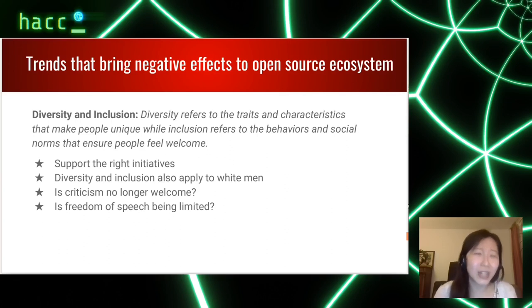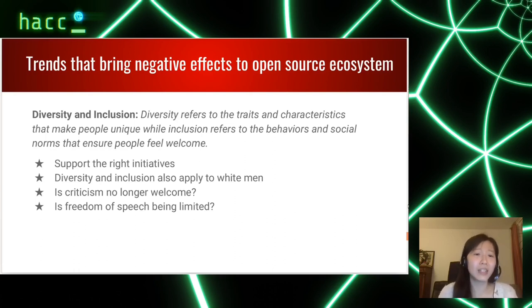So I just want us to see that diversity and inclusion is a good thing. We definitely need to support it, but we also need to be aware that white people, white men, are also part of the community, part of the diversity and inclusion group. It should be about everyone, so we should not exclude people or make them feel uncomfortable by coming up with new initiatives that are only applicable to people in particular countries.